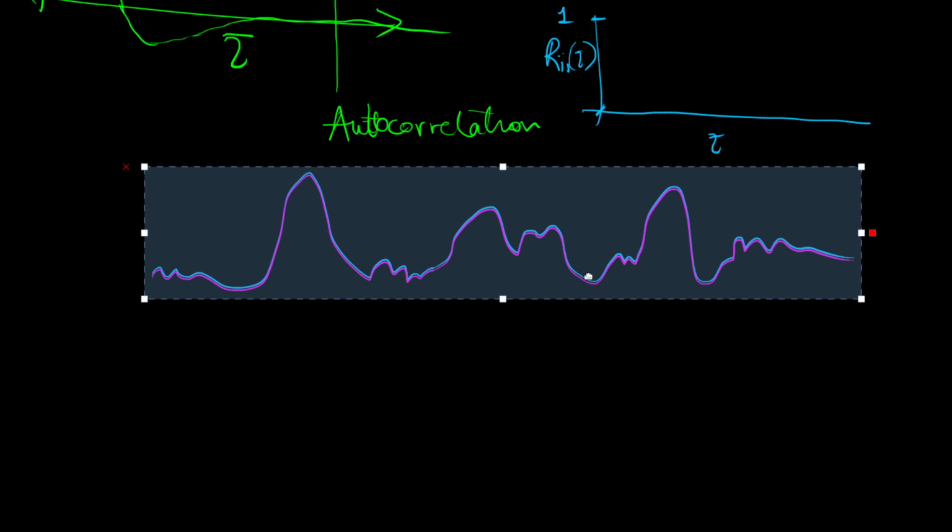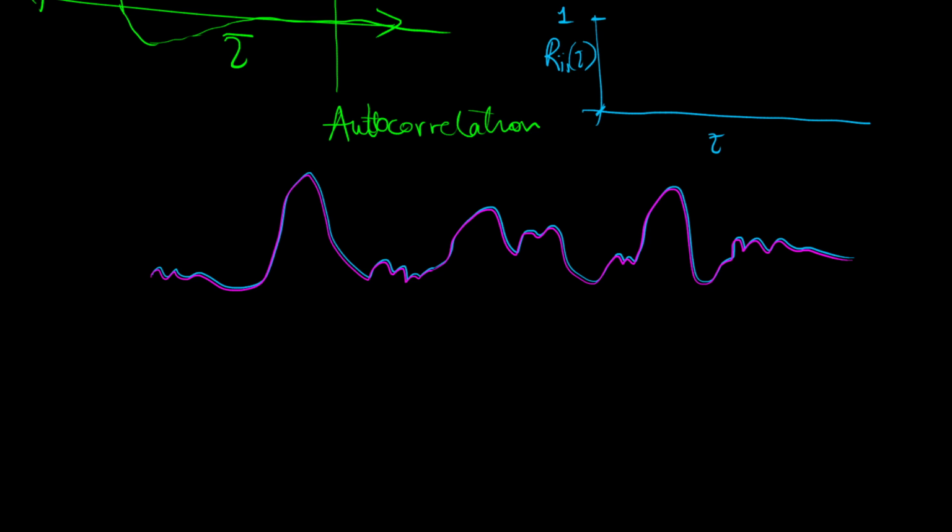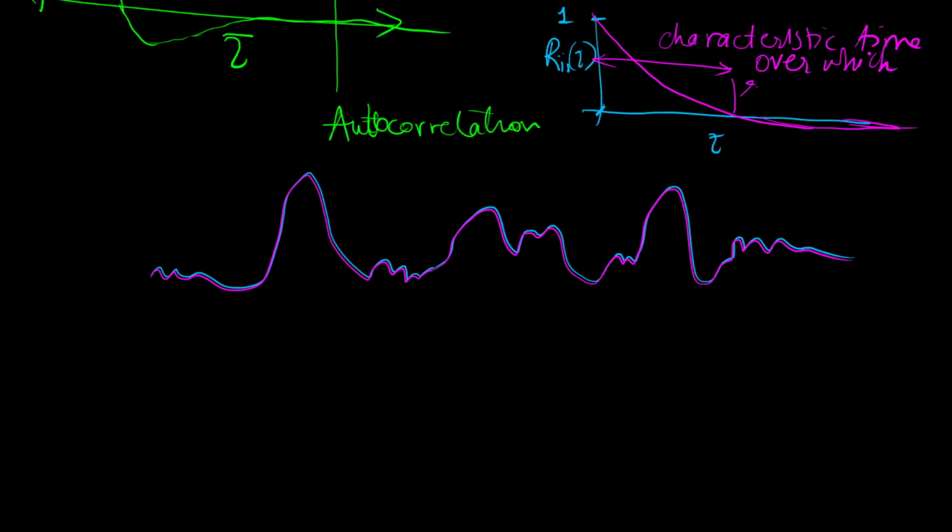Okay. So it tells you that the curve will look something like this. This particular time is sort of your characteristic time over which things remain correlated, or the velocity or whatever time signal you have remains correlated.